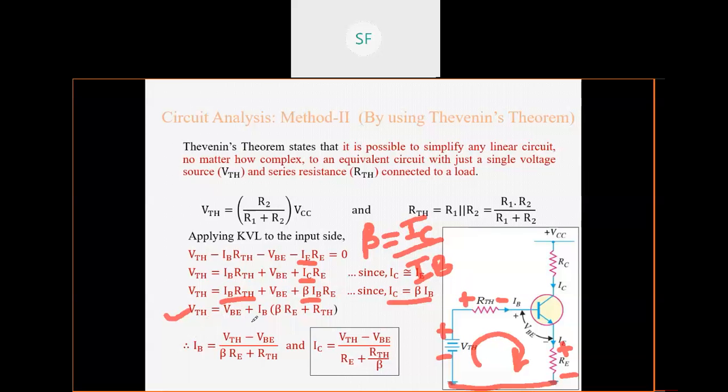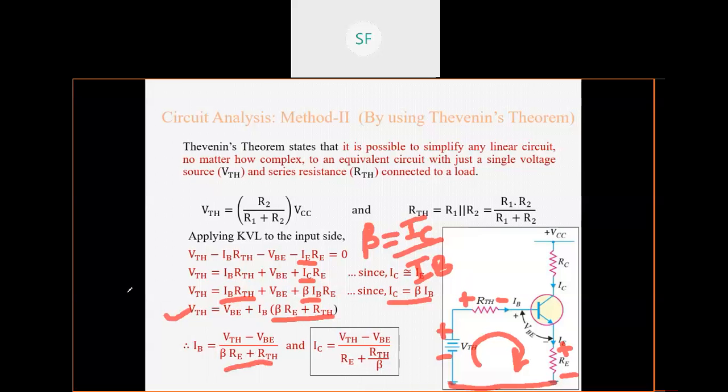VTH equals VB plus IB into beta times RE plus RTH. Now I am interested in IB, so I will again arrange my expression in terms of IB. So I have sent VB to the other side, so it becomes VTH minus VB, and this particular term will again be at the denominator when it goes to the other side. So this whole term has come into the denominator.